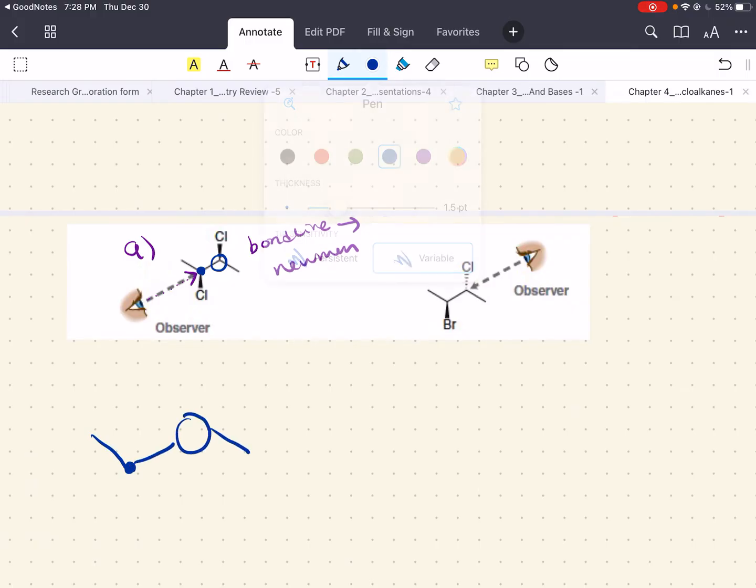On our first carbon right here, we have a chlorine coming on a wedge, and that means our hydrogen hiding there is on a dash. And on the second carbon, we also have a chlorine on a wedge, and we have a hydrogen on a dash. So we're looking at it like so, in this direction.